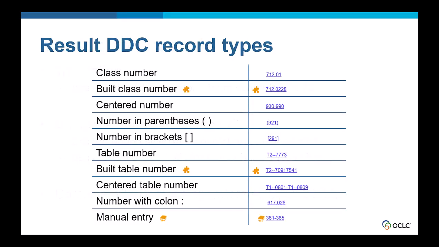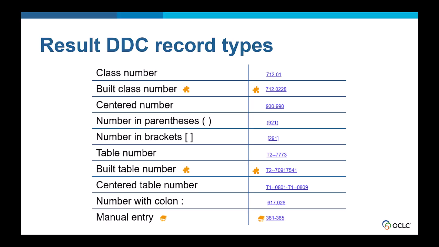There are several types of DDC numbers in the search results. Class number, built class number with an icon in front, centered entry, representing a range of numbers, number in parentheses, representing an optional or alternative number, number in brackets, representing discontinued or relocated numbers, which should not be used.